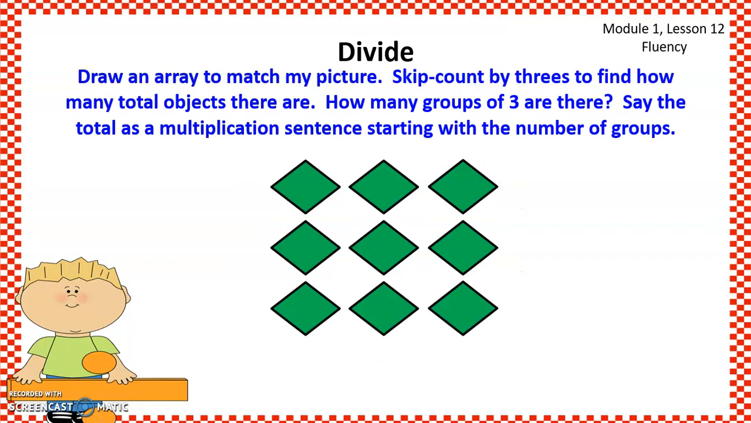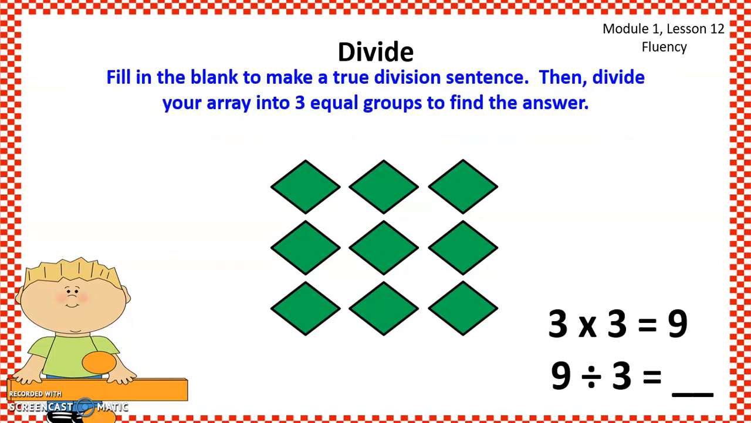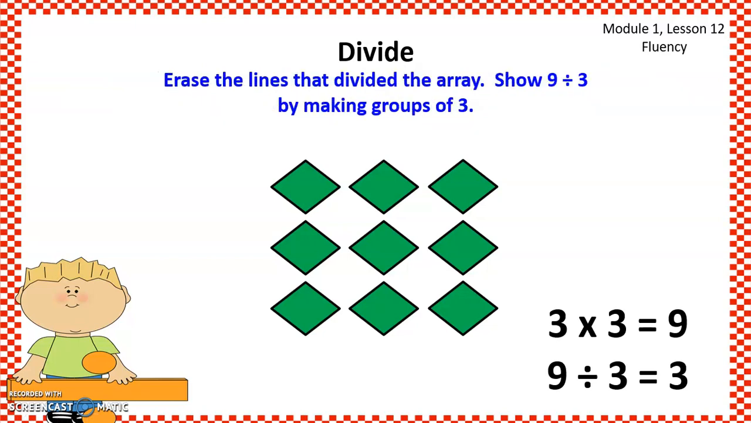Right? Okay. Now, this is an array showing groups of 3s. How many groups of 3s are there? What is the total multiplication sentence? Starting with the number of groups, we have 3 groups and 3 columns. This will be 3 times 3. And the division sentence will be 9 divided by 3, which equals 3.